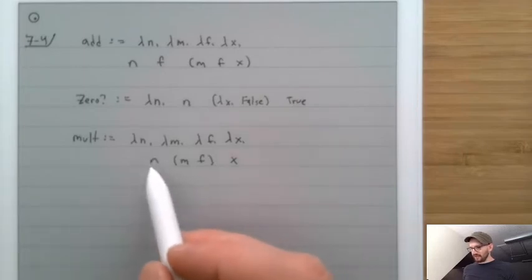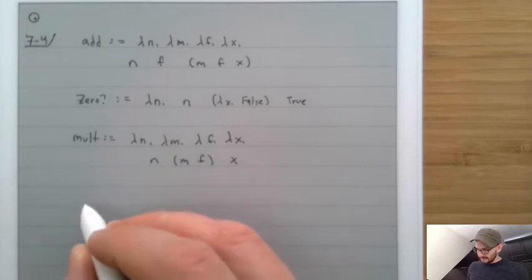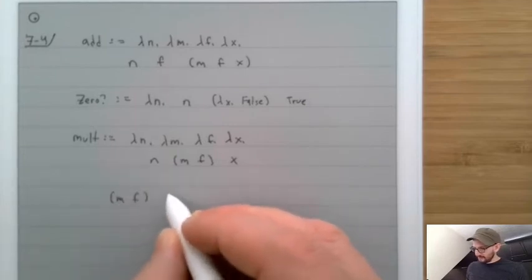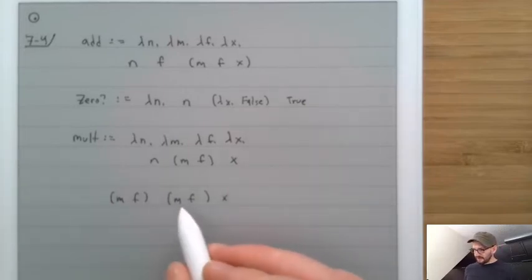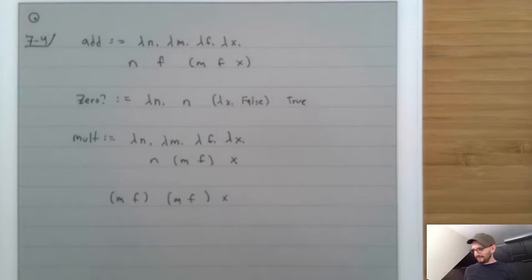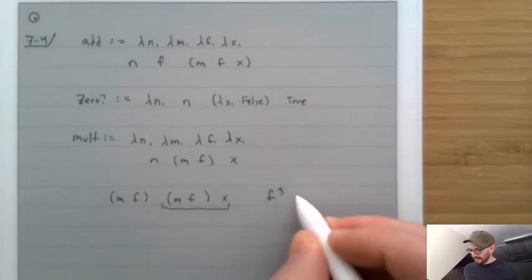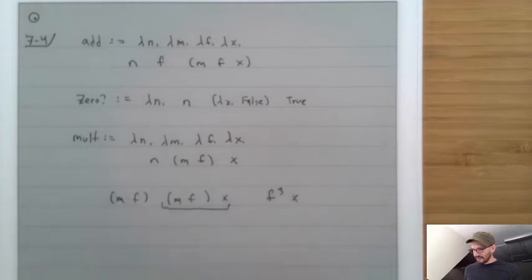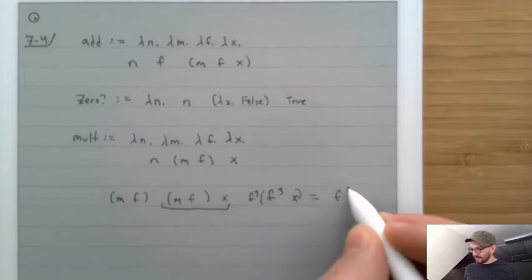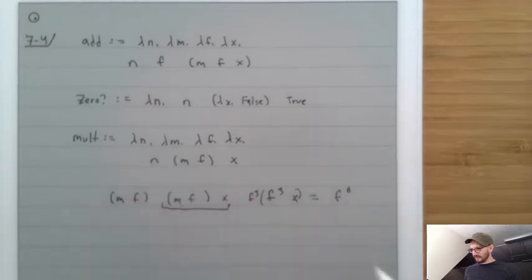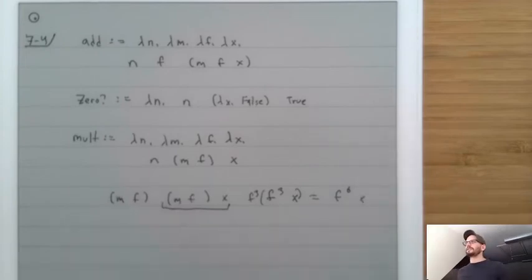And if n were 2, let's imagine it were 2. Then we would get m f (m f x). So now let's imagine that m were 3. Okay? Well, this right here would be equal to f 3 times x. And then that would go into here, which would get another f 3 times, which is, of course, equal to f 6 times, which means that 2 times 3 is 6, which is right. Okay? So multiply definitely does its job.